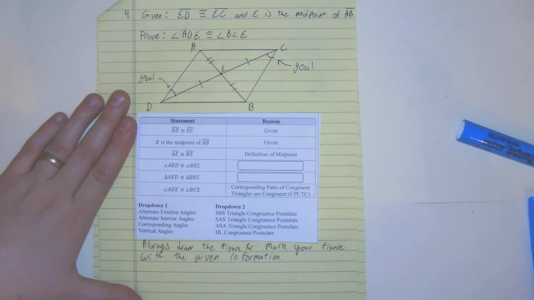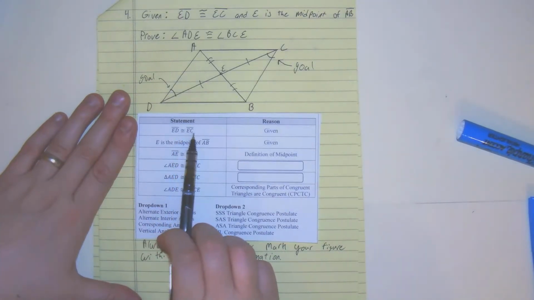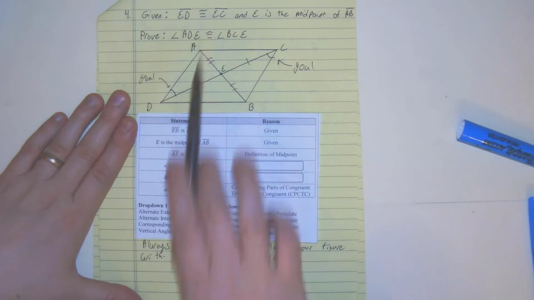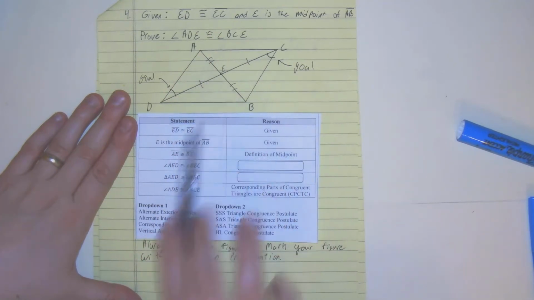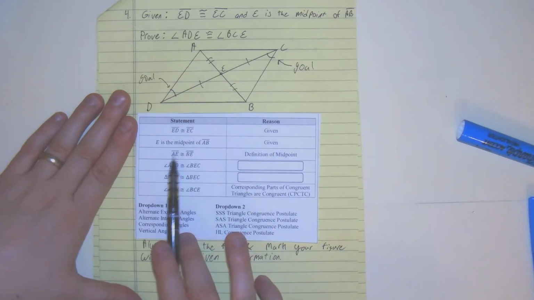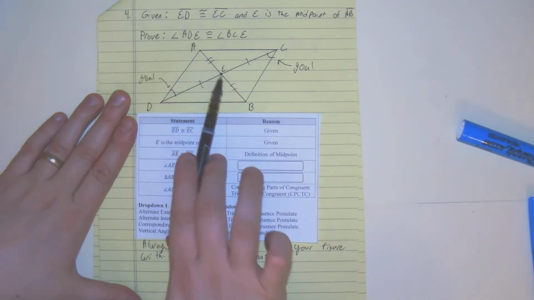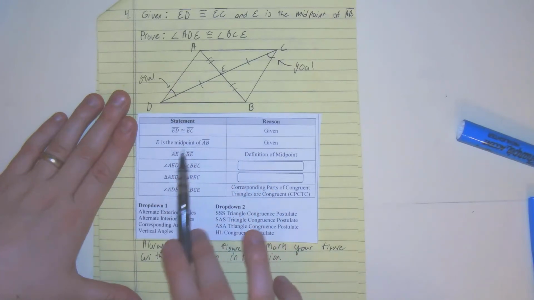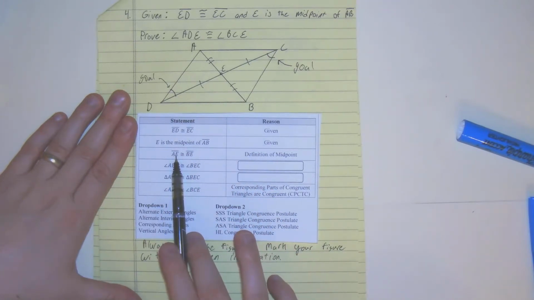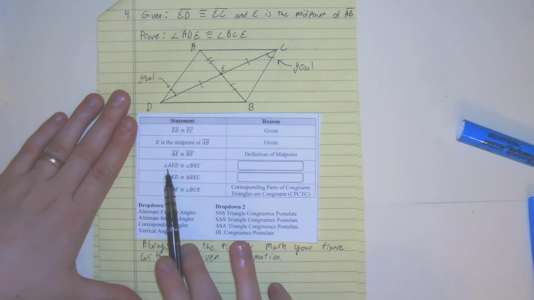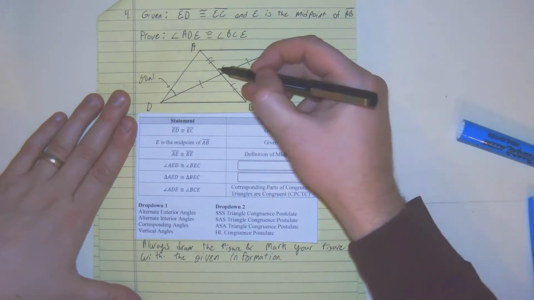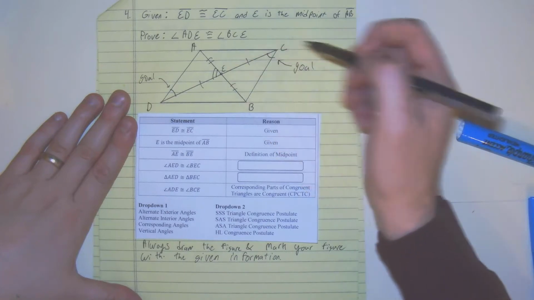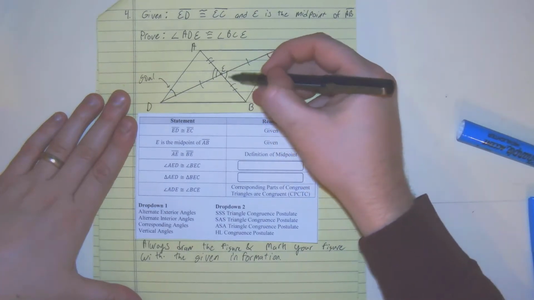Let's look at the 2-column proof they gave us. ED is congruent to EC. That's a given. We marked it. E is a midpoint of AB. That's a given. We just drew that. Then it said what we just did. AE is congruent to EB because if it's a midpoint, therefore the two segments will be congruent. Now it's asking what is the reason why AED is congruent to BEC?